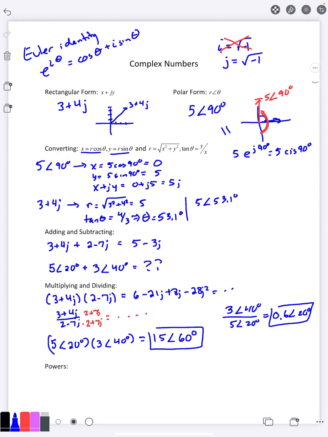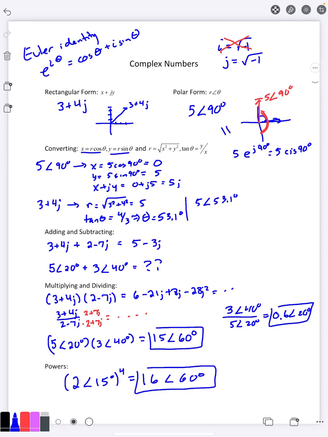And lastly, if you have powers, let's say you have something like 2 angle 15 degrees, and I want to raise it to the 4th power. If you had that written in rectangular coordinates, it'd be a gigantic pain to take a 4th power of a binomial there and then simplify it. But it turns out, because powers are just multiplying, you can just power the first one. 2 to the 4th power is 16, and then you multiply the angle times 4, and you get 60 degrees. So powers are another thing that are much better in polar form.